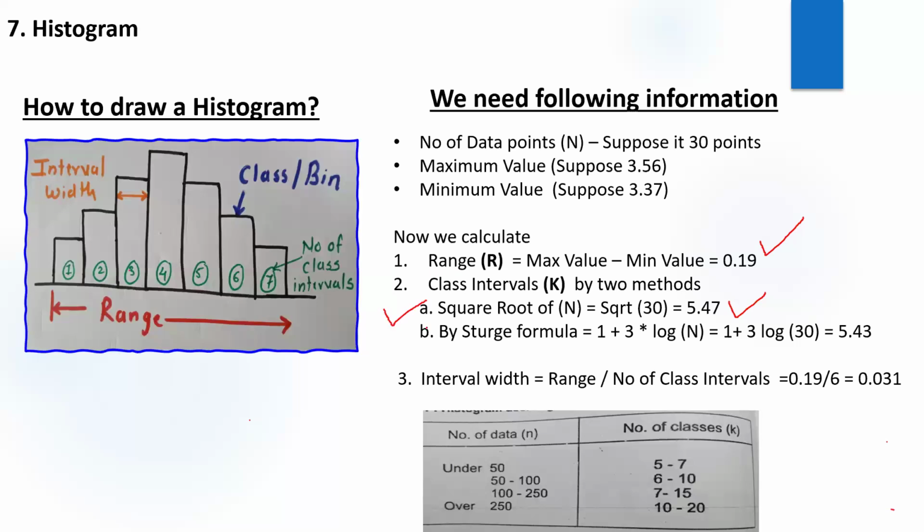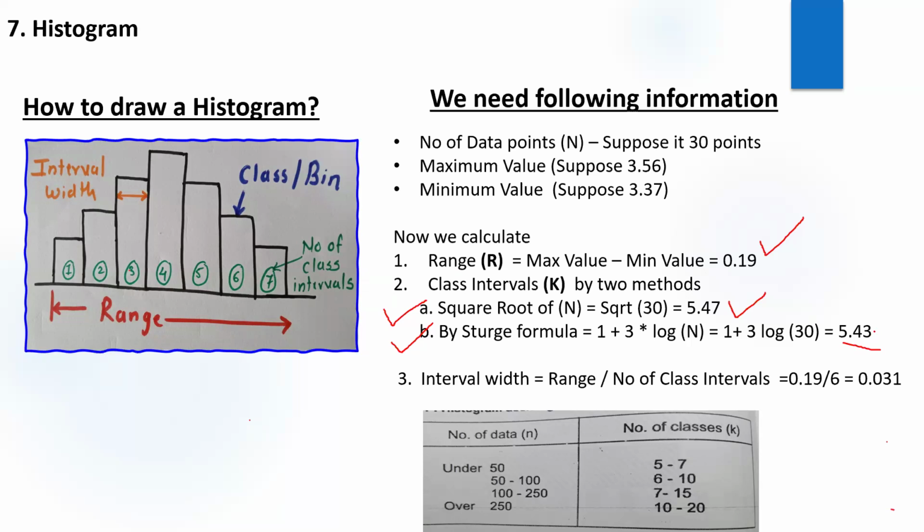Either you can use this or another method, by the statistician Sturges. He has given the formula 1 plus 3 into log of n for the number of class intervals. So here I write 1 plus 3 log of 30. Log of 30 is, I think, 1.47; you can Google it. So 1 plus 3 into log 30 gives 5.43, almost the same. So I will use 6 intervals, because I will round it off.